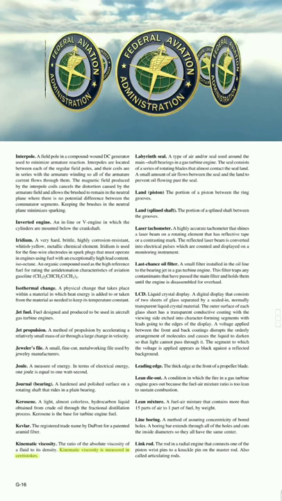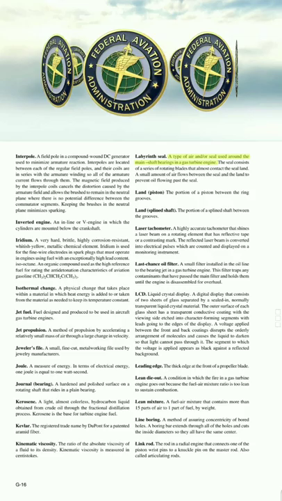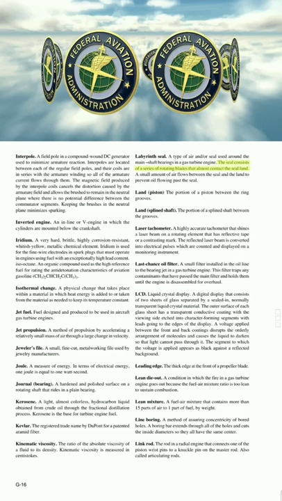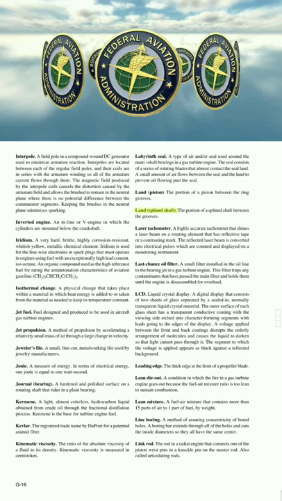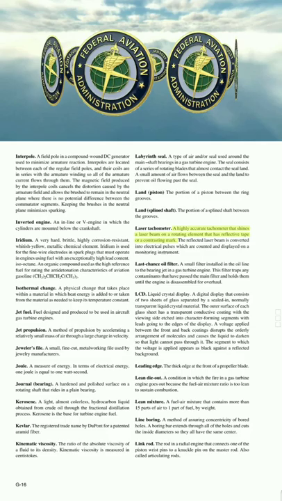Labyrinth seal. A type of air and oil seal used around the main shaft bearings in a gas turbine engine. The seal consists of a series of rotating blades that almost contact the seal land. A small amount of air flows between the seal and the land to prevent oil flowing past the seal. Land, piston. The portion of a piston between the ring grooves. Land, spline shaft. The portion of a spline shaft between the grooves. Laser tachometer. A highly accurate tachometer that shines a laser beam on the rotating element that has reflective tape or a contrasting mark.